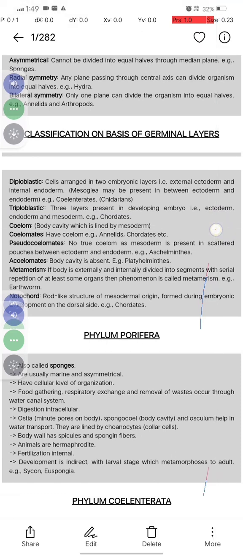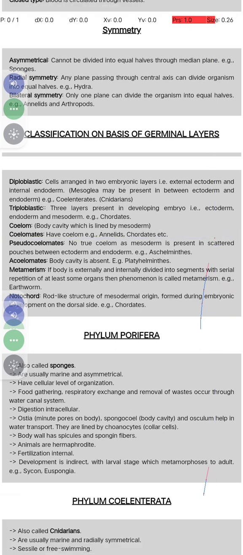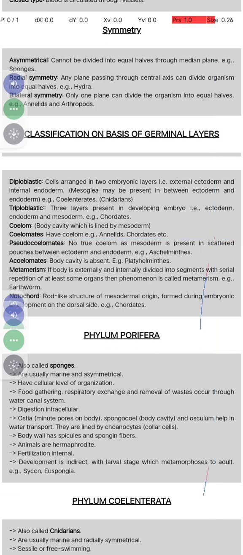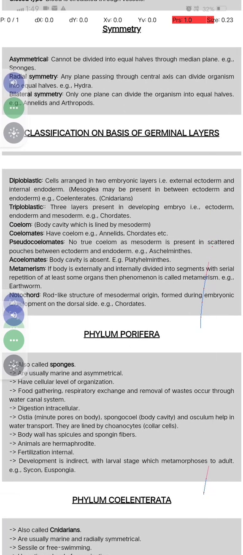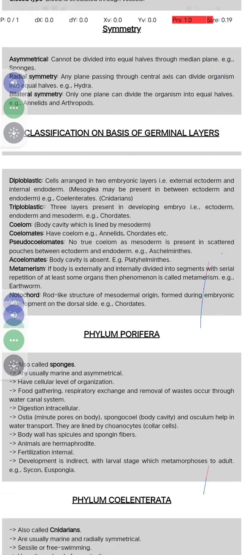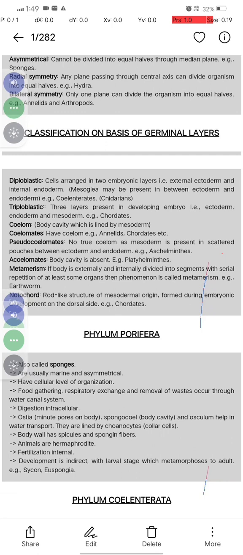Example, chordata. Coelomate: the body cavity which is lined by the mesoderm is called coelom. Example, chordata. Pseudocoelomate have no true coelom, and the mesoderm is present in scattered pouches between the ectoderm and the endoderm. Example, aschelminthes. Acoelomate: body cavity is absent, and the example is platyhelminthes.